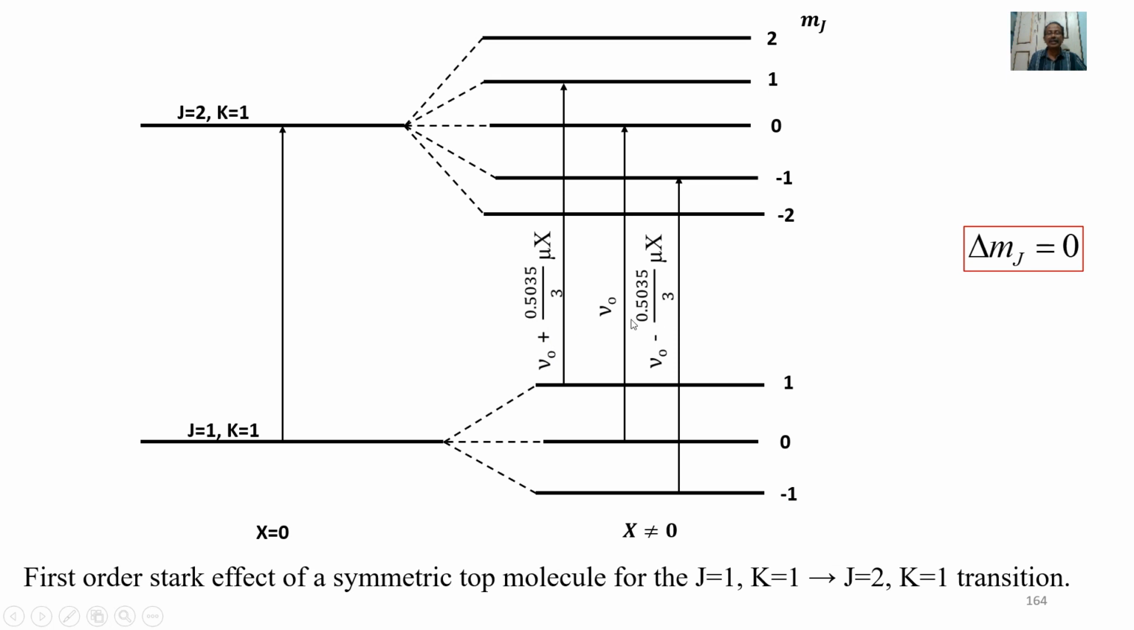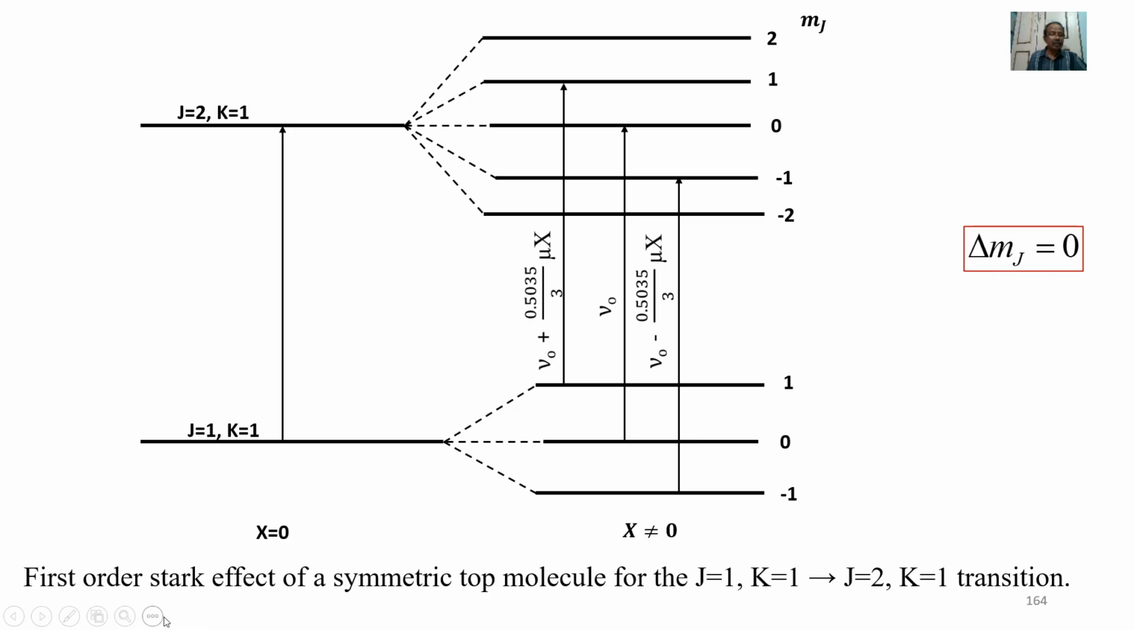The central line is mu naught. This is mu naught plus this expression, and mu naught minus this expression, and there will be mu naught. And what is the transition? The transition will take place according to this selection rule, del mj equals 0. So this is 1 to 1, del mj equal to 0, and from 0 to 0, again del mj equal to 0, and from minus 1 to minus 1, del mj equal to 0, according to this transition selection rule.